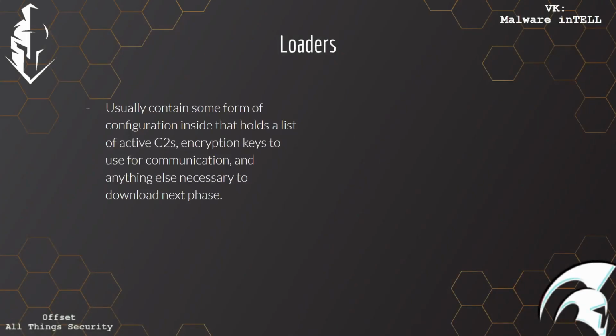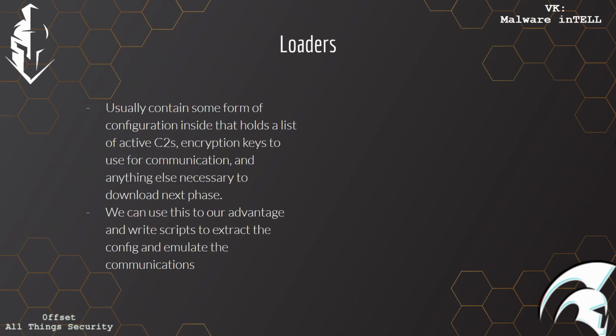They usually contain some form of configuration inside that holds a list of active command and control servers, encryption keys to use for communication, and anything else necessary to download the next phase. We are able to use this to our advantage and write scripts to extract the config and then basically emulate the communications to retrieve the follow-up payload without worrying about infecting a machine and going through a sandbox and all of that. That's essentially the aim when we go to analyze different malware families. We want to automate it as soon as possible, but we'll get to that part of the chapter after we finish this one.